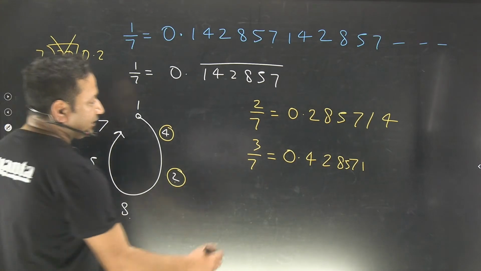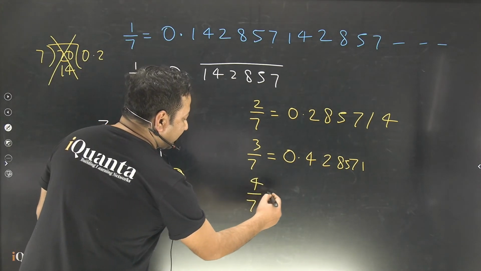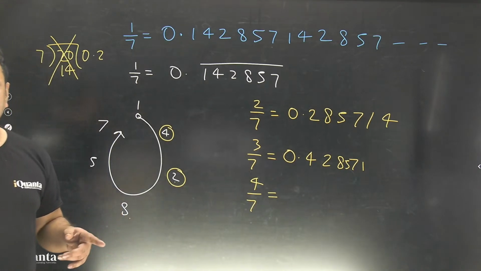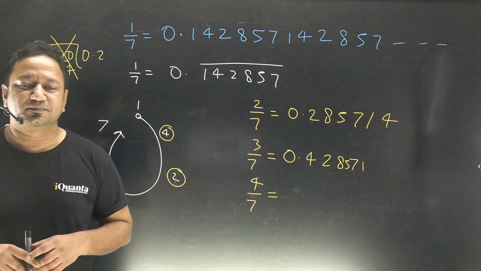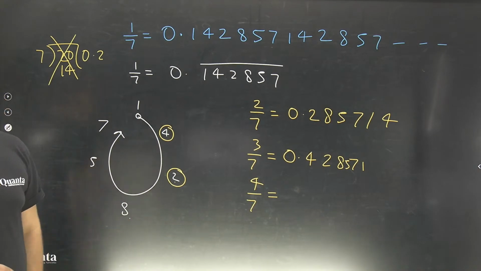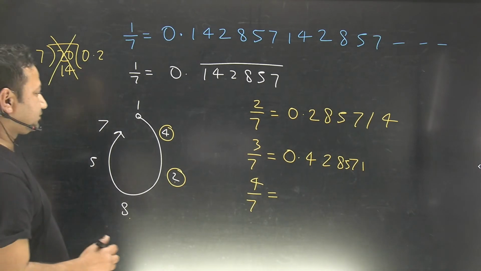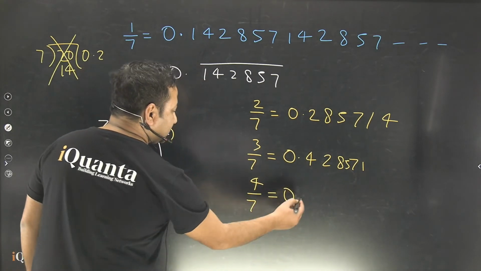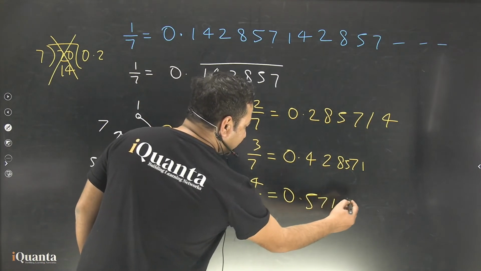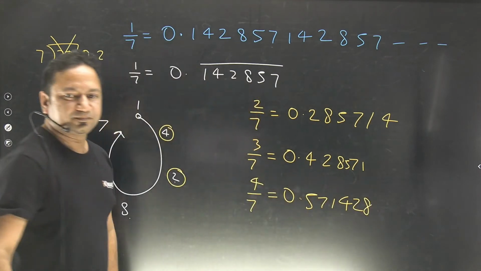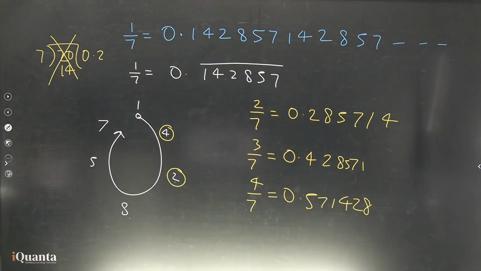Similarly, if I calculate 4 by 7, now I want you to tell me the answer. 4 by 7, what are we going to get? The first number is, 7 fives are 35. That's it, and that is our answer. I'm giving multiple examples and you'll understand.